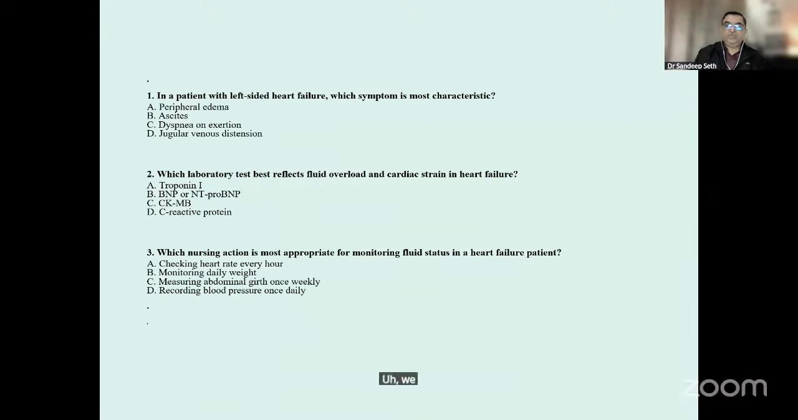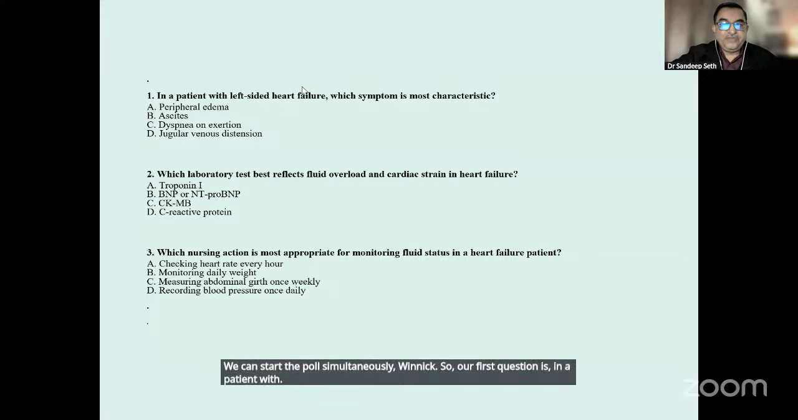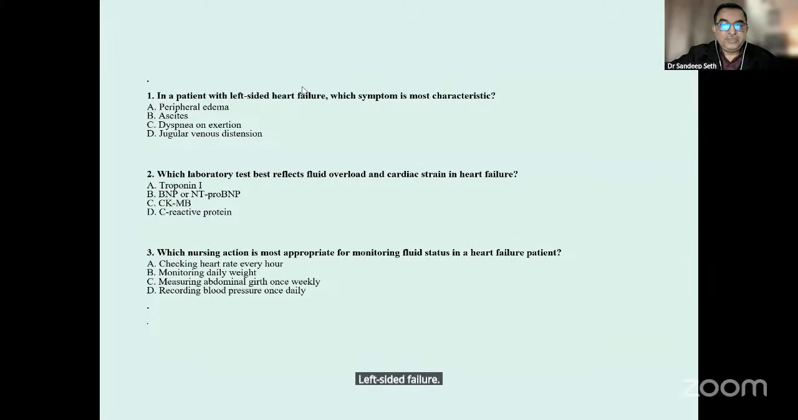We can start the poll simultaneously, Vinay. So our first question is, in a patient with left-sided failure, which symptoms are most characteristic? Is it peripheral edema, ascites, dyspnea on exertion, or jugular venous distension? So left-sided failure, which is the most common symptom?